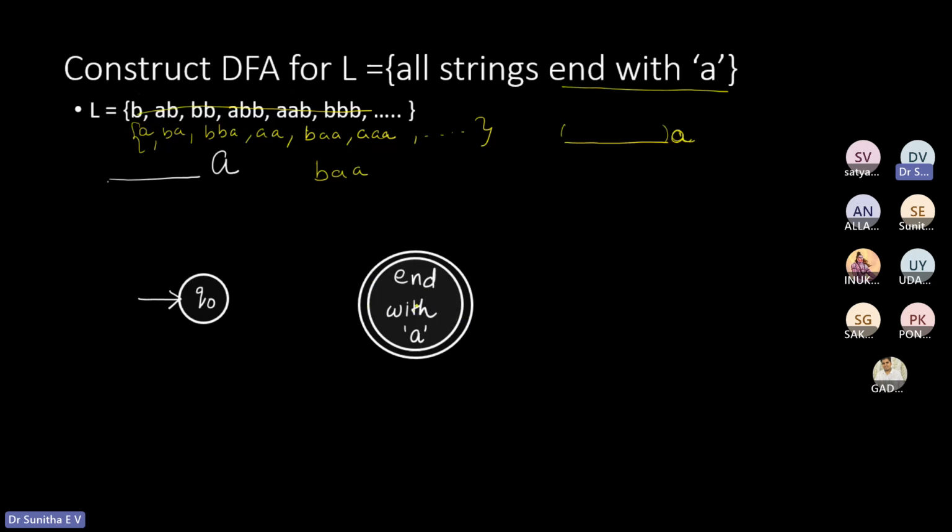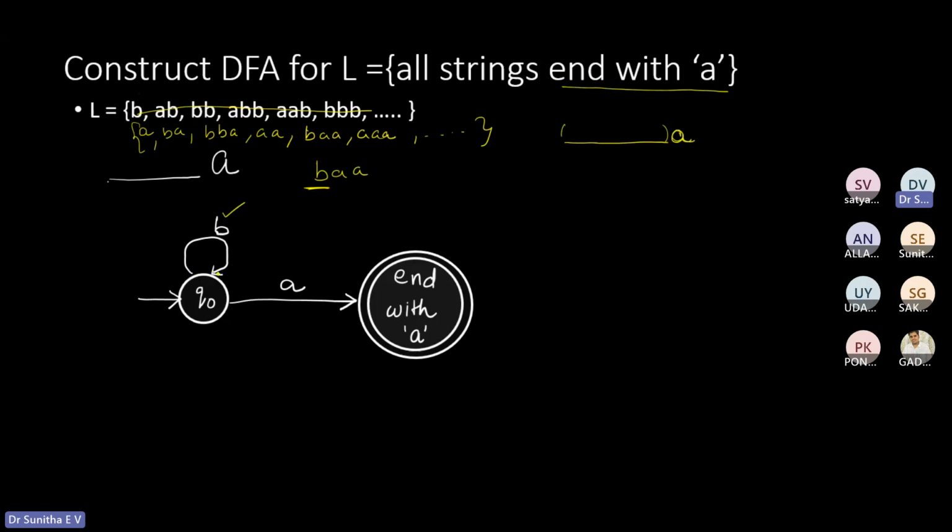So from Q0, if we find B, we cannot transit to the end with A state because we are seeing B only, we have not seen any A. So it will remain in Q0 itself. If it is B, it will remain in the same state. And if it finds an A, we assume that it may be the final A, it may be the last character. We don't know whether any more characters come after this A or not.